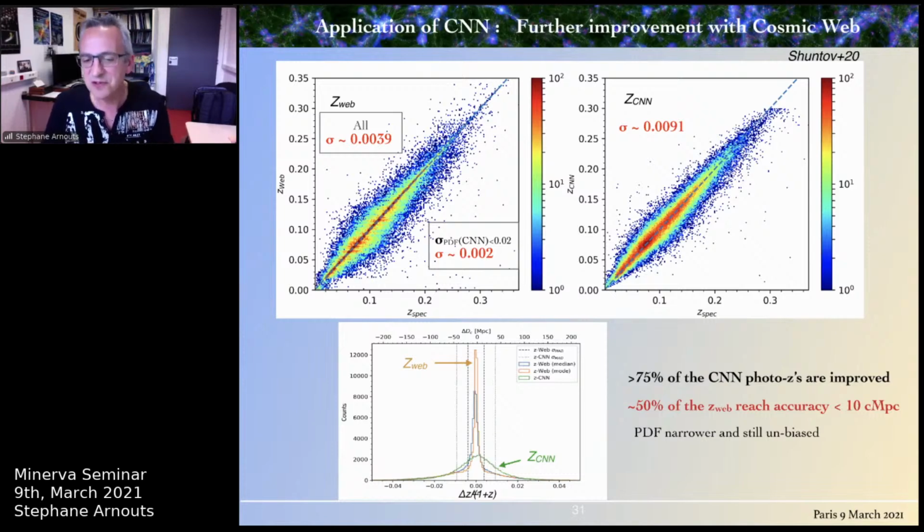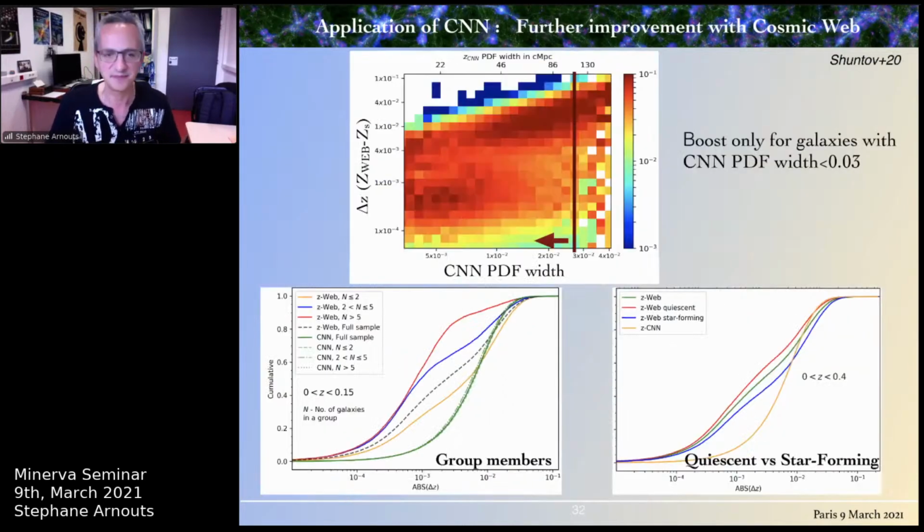And globally, all the population shows an improvement. So 75% of the CNN have improved compared to not using the cosmic web information at all. And if you want to know exactly which populations are impacted, indeed, you need to start with a PDF which is quite narrow. Only objects with PDF narrower than about 0.03 can have an improvement in the final redshift, so not picking a random structure along the line of sight. And obviously, if you study groups of galaxies, you get even better improvement for the photo-z, because you already have some dense clump from the spectroscopy.